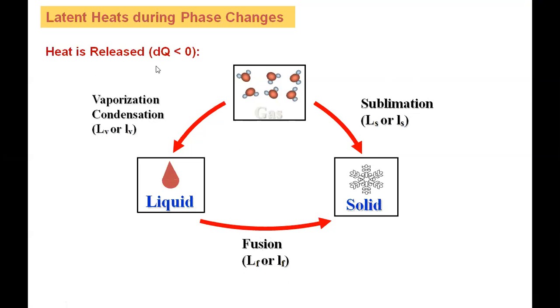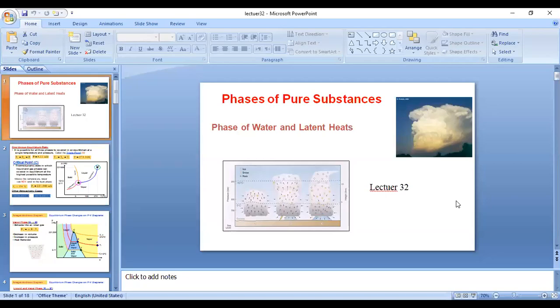Okay, heat is released, meaning the energy or heat is released, so dQ is less than zero. Therefore from liquid to solid we have fusion. From vaporization to condensation, from gas to liquid, vaporization, condensation, and from gas to solid, sublimation. Okay, this is the end of this lecture, and thank you for your attention.